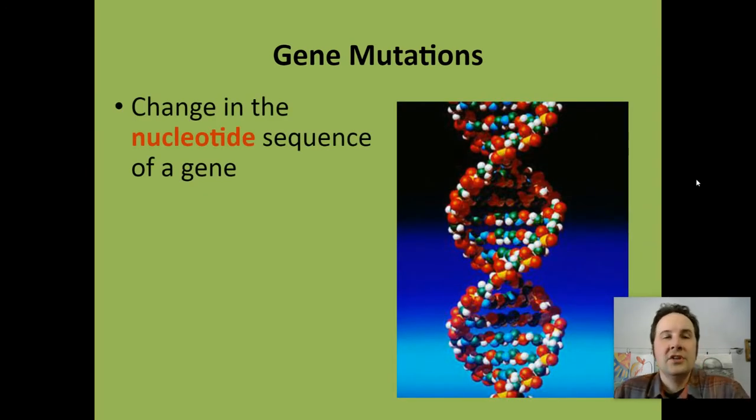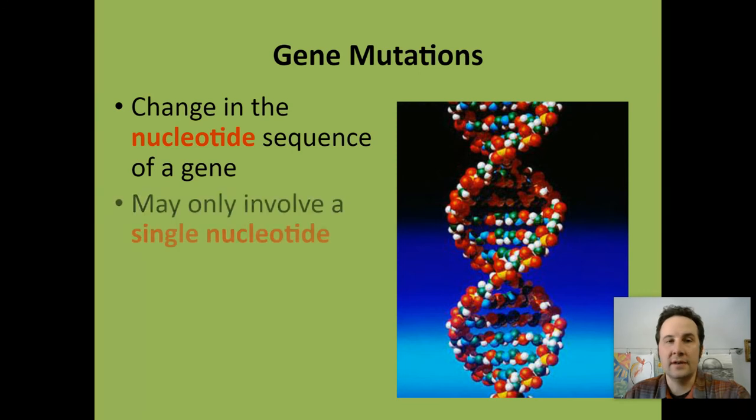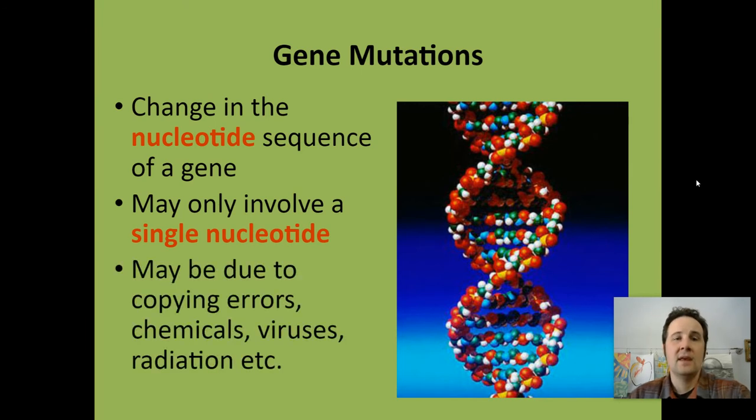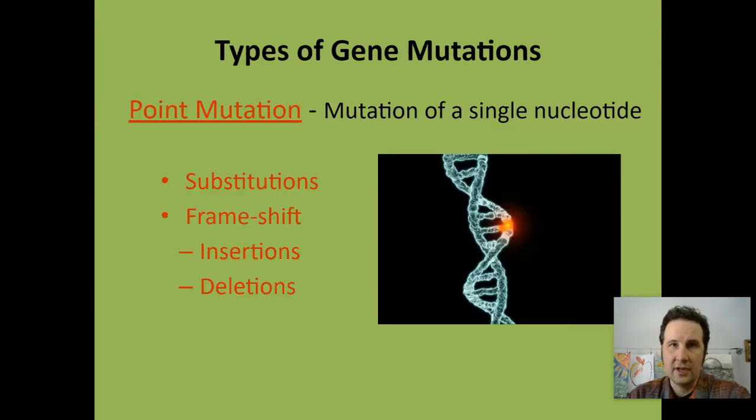So a gene mutation is simply a change, like I said before, in the ATCG sequence. So we're just changing 1 or more letters. It can involve as little as a single nucleotide, or it could be several nucleotides. This is where, again, we have those copying errors, chemicals, viruses, UV radiation, and a whole bunch of other things that can cause these gene level mutations. They're interacting with the DNA at the molecular level.